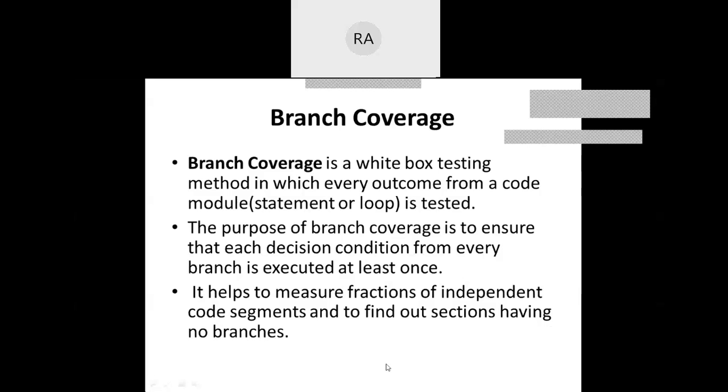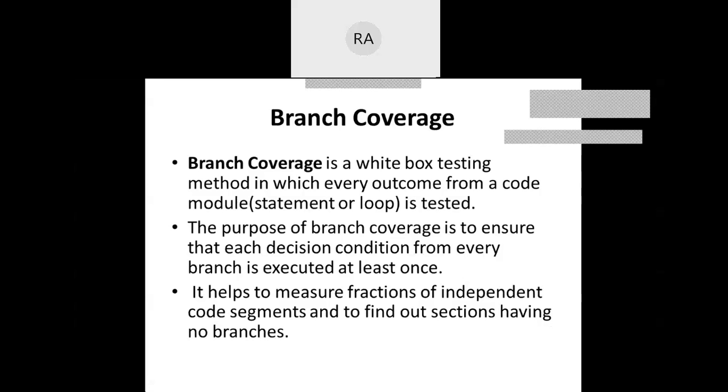After that we had looked into branch coverage, where each and every outcome from a code module is tested. It's not with respect to a single outcome of a Boolean expression. Here we are going to test for each and every outcome from a code module.